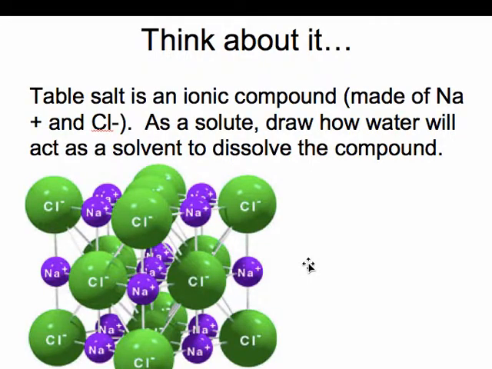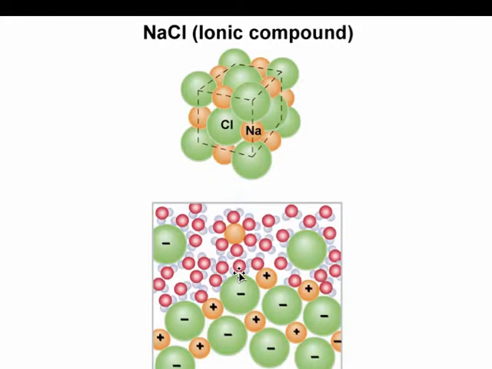So here's something to think about. Table salt is an ionic compound because it's made of sodiums, which are positive, and chlorides, which are negative, and most people are familiar with salt water. You know that our oceans are made of salt water, or perhaps you've gargled with salt water for a sore throat. Most people know that if you put table salt into water, it dissolves. I want you to pause the video and draw molecules of sodium and chloride, just like they are in the picture here, and how water would be attracted to those.